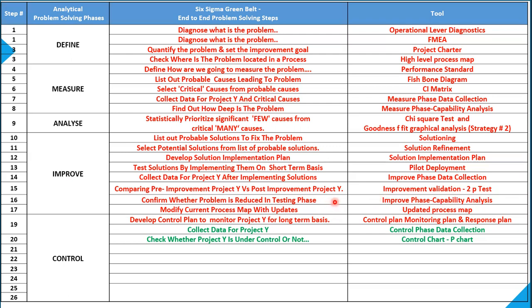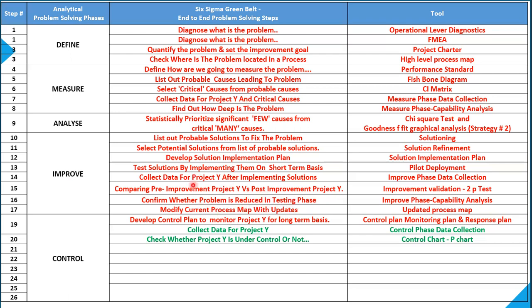Once that is done, then we are going to update our process map so that in future, whoever is going to execute that process will execute it with these solutions. So we are going to modify the process map with the solutions which help us to improve the performance of the Y. So that's about modification of the process map.